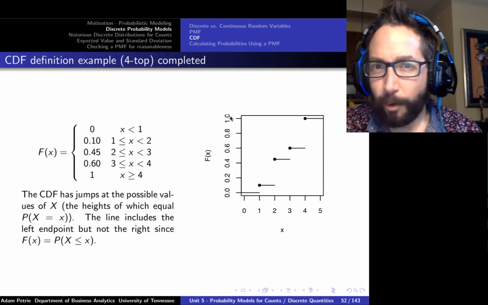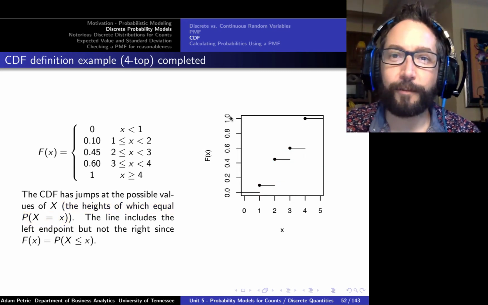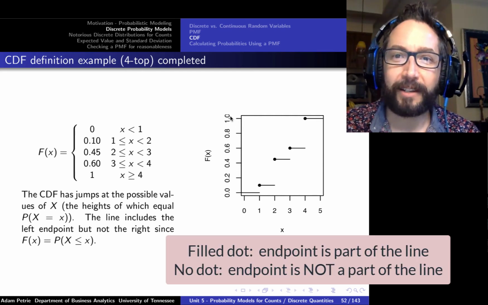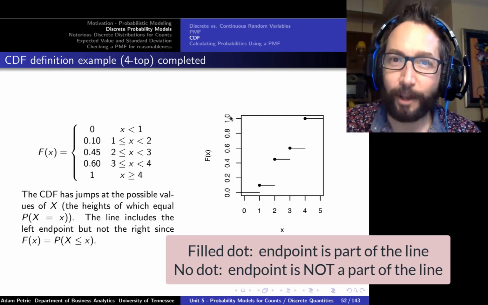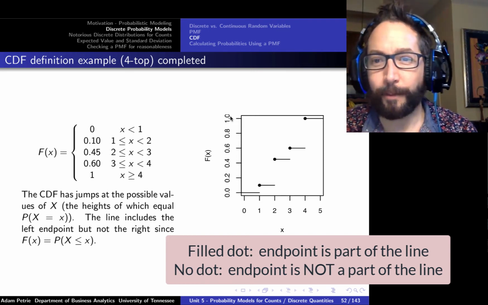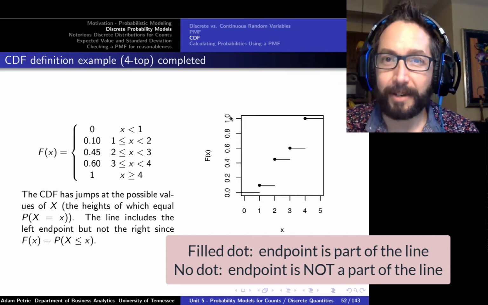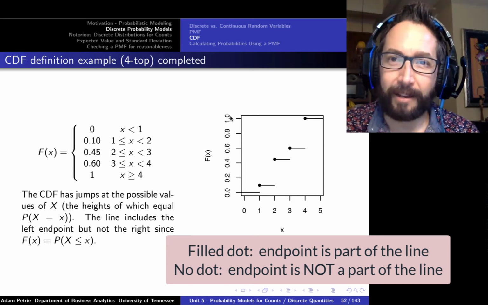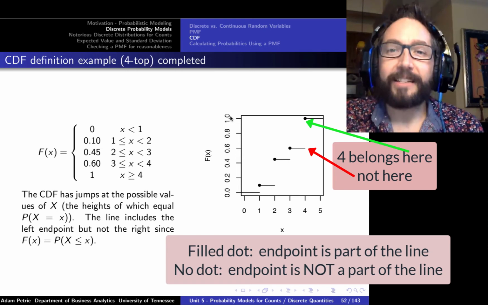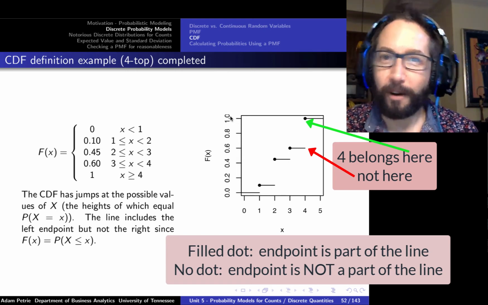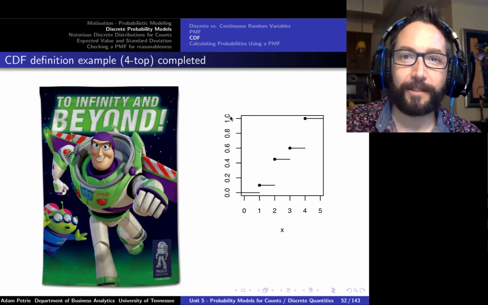And so those horizontal bars in the visualization for that CDF have a big round circle on the left-hand side to indicate that, hey, we do include that lower endpoint. That line at 3 that extends out to 4 includes the number 3, because it's the probability of 3 or fewer, but it doesn't include the right endpoint, the value at 4, because that's actually included on the line above that stretches from 4 all the way out to infinity in this case.